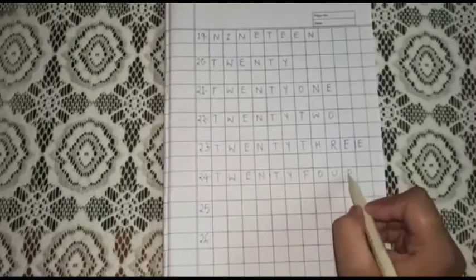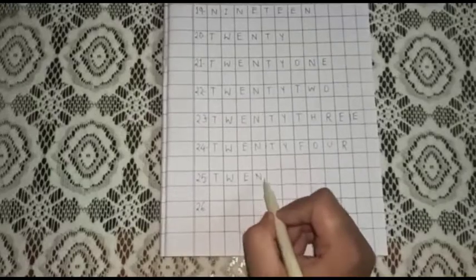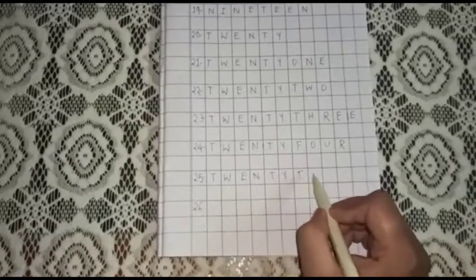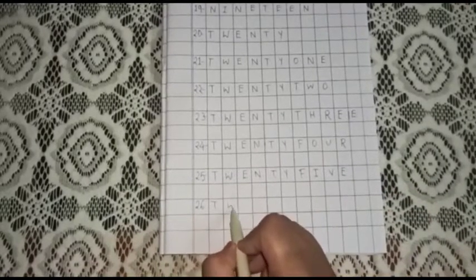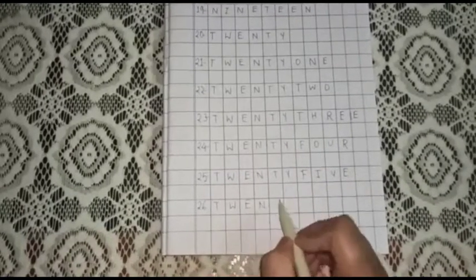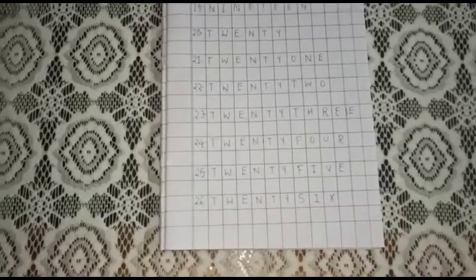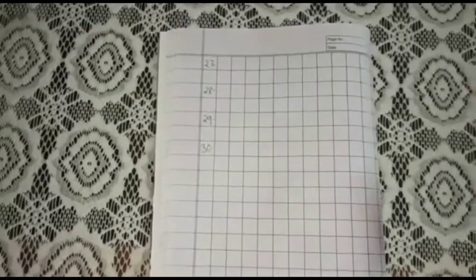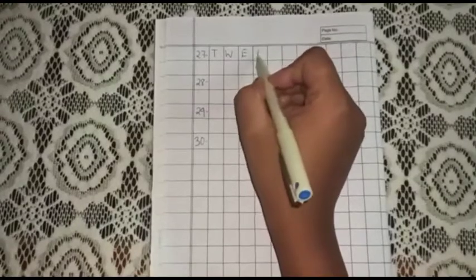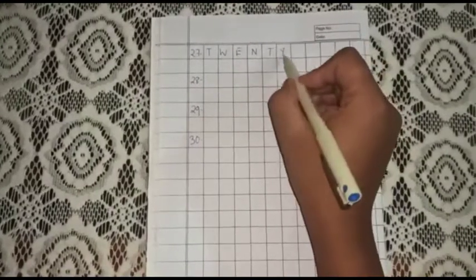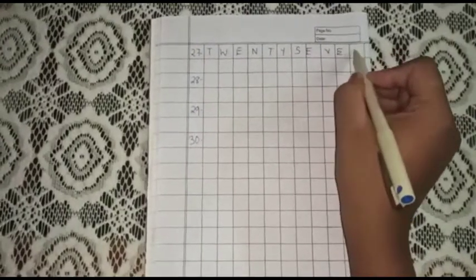Now 25, T W E N T Y F I V E. 26, T W E N T Y S I X. Now it's 27, T W E N T Y S E V E N.